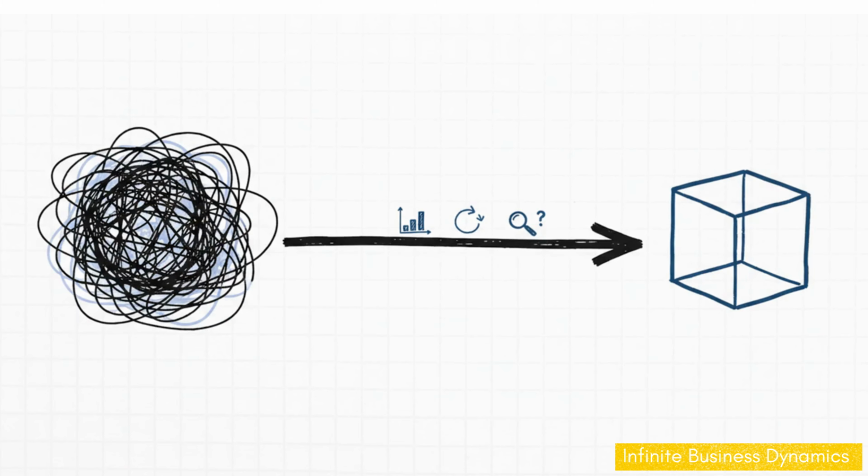And the big takeaway here is this. The 7 tools are so much more than just charts. They represent a mindset, a structured way of thinking that gives anyone the power to cut through the noise, find the facts, and turn a huge, messy, complex problem into something that is clear and solvable.